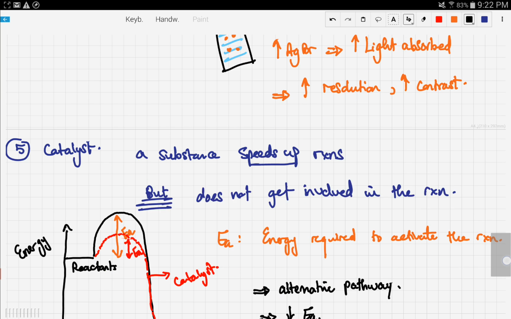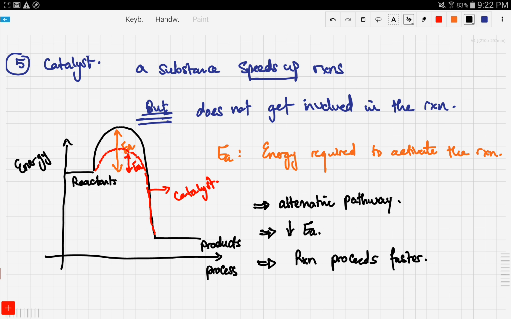The last factor we looked at is the presence of a catalyst, and we said that the catalyst is a substance that speeds up the reaction but does not get involved in the reaction, meaning if we take out the catalyst from the chemical reaction, nothing will be affected except for the rate or the speed. And we said, how can a catalyst speed up a reaction? Well, it provides an alternative pathway in which the activation energy is lowered and therefore the reaction proceeds faster.